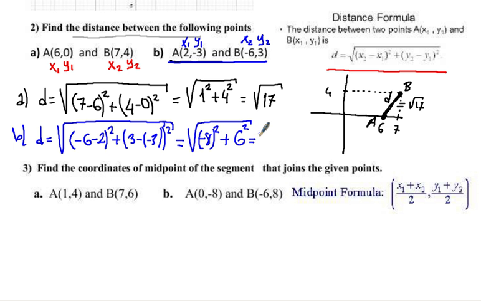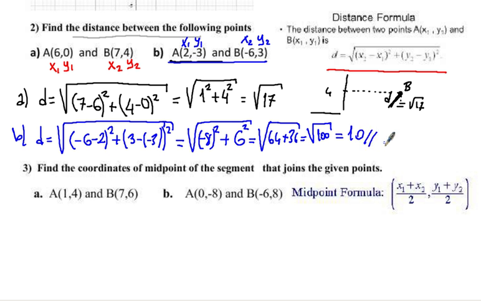So we have 64 plus 36 under the square root. If we keep writing, it is square root of 100, and let me erase this part. Okay, and it's equal to 10. So the distance for B, it is 10. Let's solve the third question. Find the coordinates of the midpoint of the segment that joins the given points.